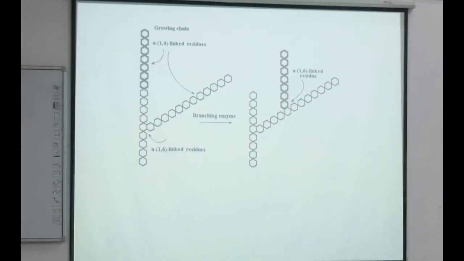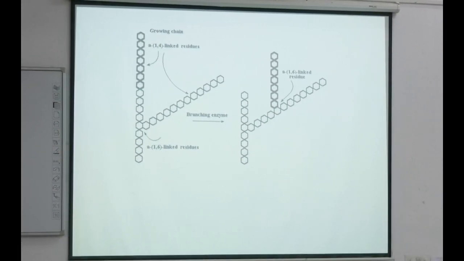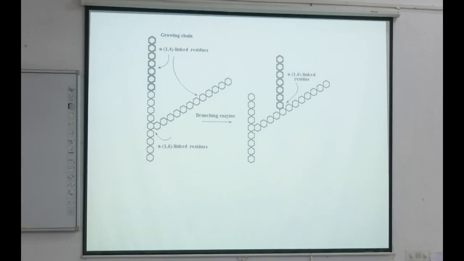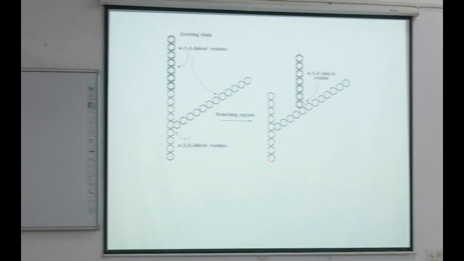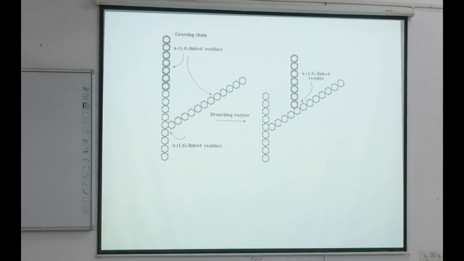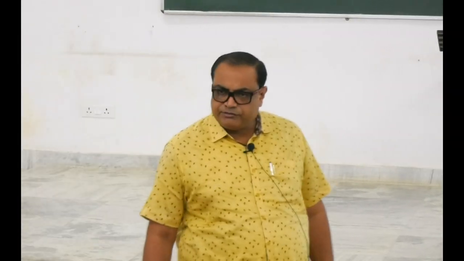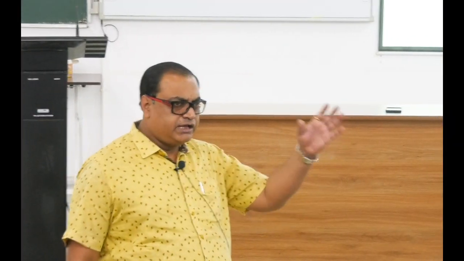Okay, see, around 6. Let's count it as 7, but it should be 6 actually. 6 molecules of glucose units are transferred to this one, at least 4 residues away from the branch point. This is branch point: 1, 2, 3, 4. See, this is the 5th one. So at least 4 residues away from the branch point, it will transfer the growing chain of the glycogen.